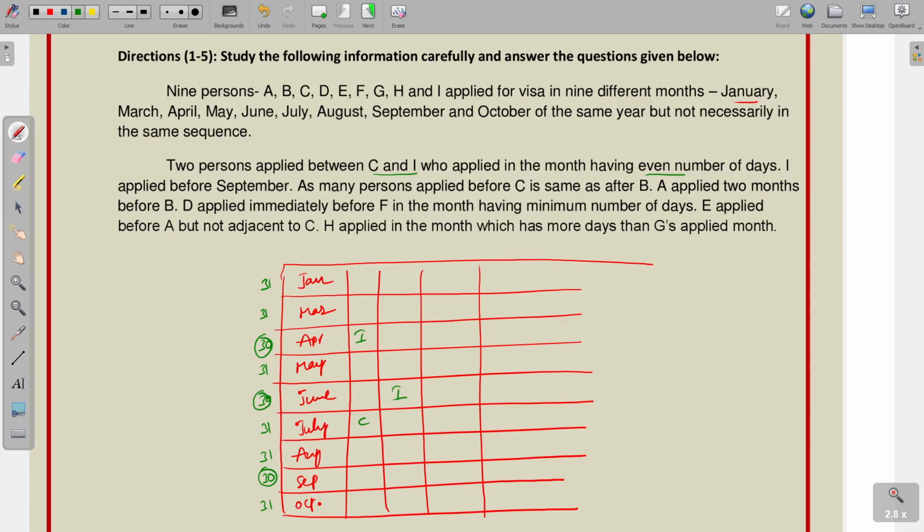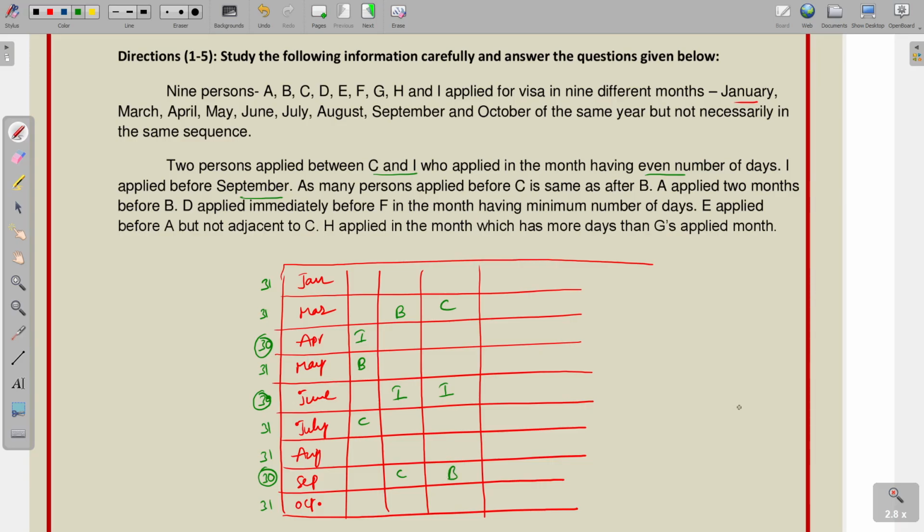If I is placing here and C is placing here, and one more important thing, I applied before September. If I is placing, C is placing. Okay, September here, September is not I. Next, as many persons applied before C, same as after B. So before C 1 2 3 4 5. So 1 2 3 4 5, here B is placing.